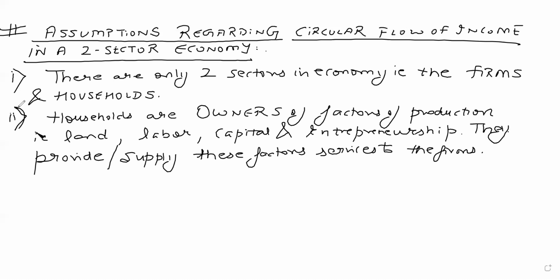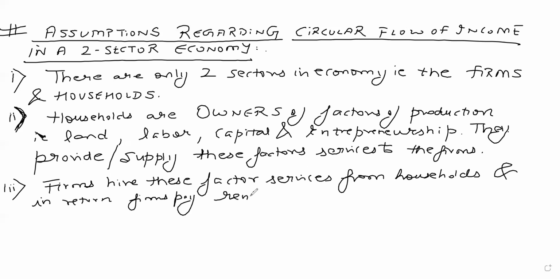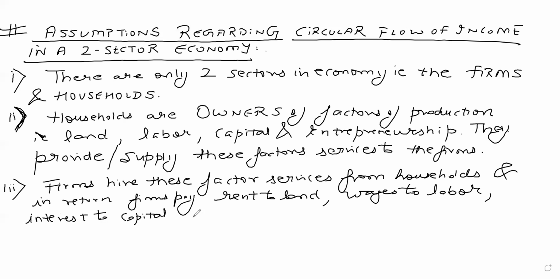Okay, then we have the third assumption. So the third assumption you can see on your screens: firms hire these factor services, which are land, labor, capital, and entrepreneur, from the households, and in return, firms pay rent to land, wages to labor, interest to capital, and profits to the entrepreneur.